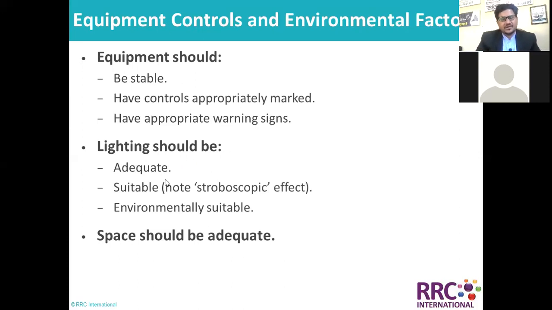Lighting should be adequate and suitable, not stroboscopic, and environmentally suitable. The stroboscopic effect is very important because sometimes we believe lighting is essential and important for us, but on the other side, bad lighting, even with stroboscopic effects, of course will affect our operations, even the maintenance process. So this is the important way to make sure that we can see and we have suitable lighting available, and the environment must also be suitable.